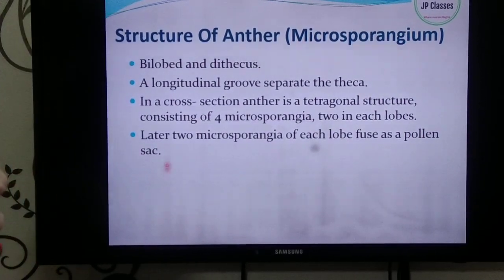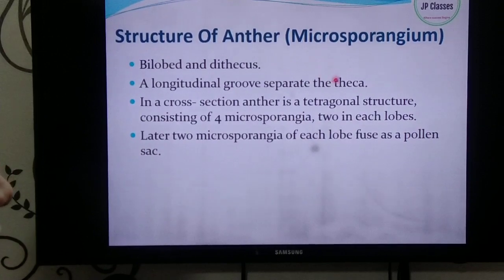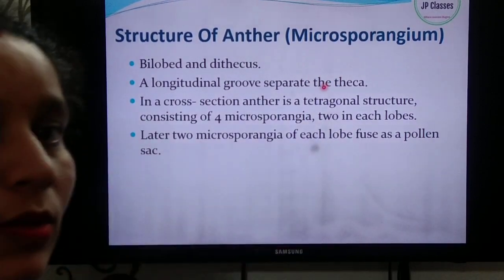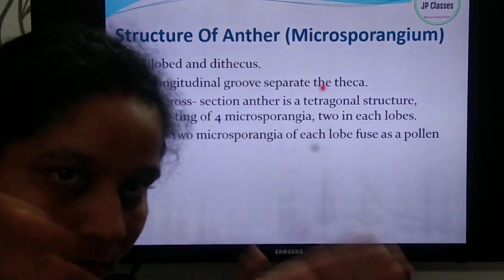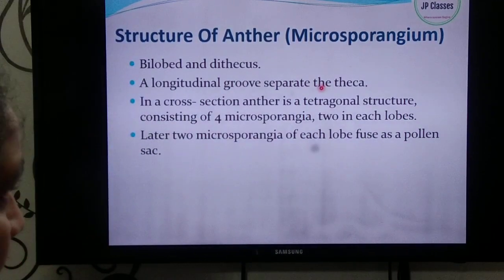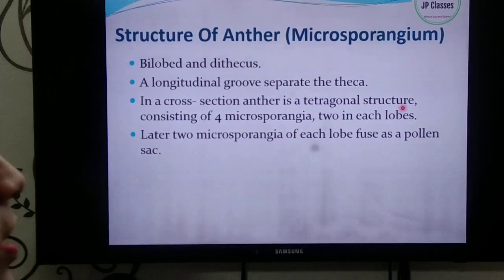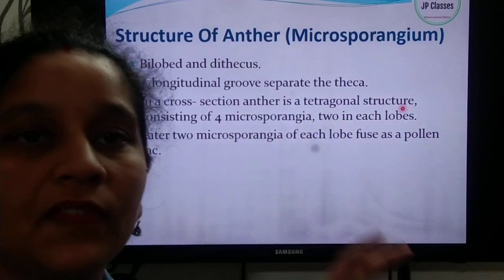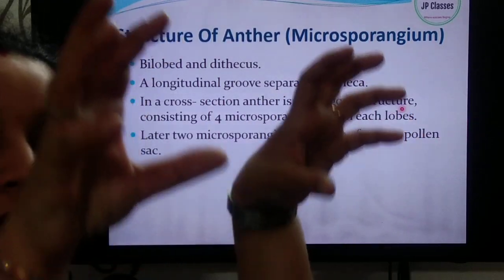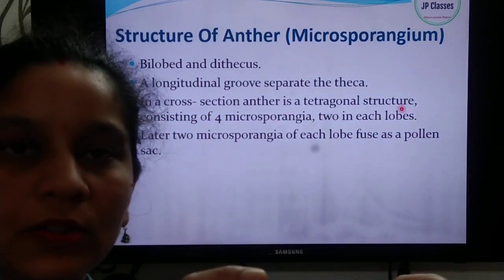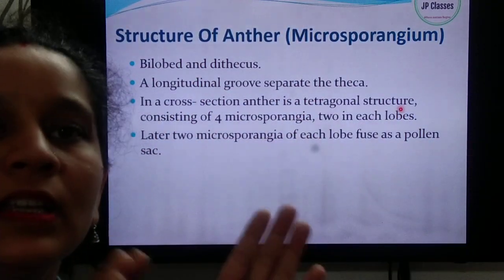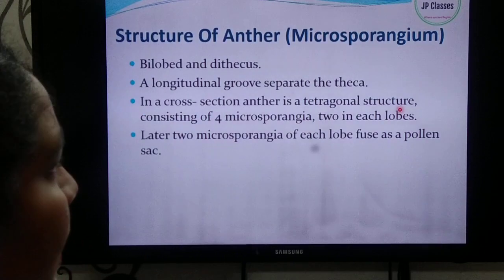Now a longitudinal groove separates the theca, means बीच में एक lining होती है जो 2 आपके thecas को divide करती है. That is known as separating the theca. In a cross section, anther is a tetragonal structure. Tetragonal means which are having the 4 sides. You can see ना anther 2 ऊपर pollen sac थे, नीचे 2 थे, जिसकी वजह से ऐसी shape आ रही थी. इस shape को हम tetragonal shape बोलते हैं.